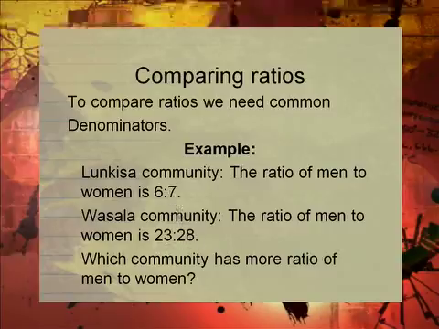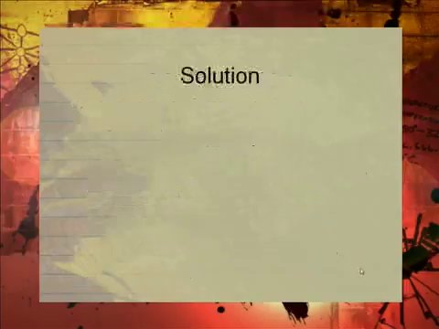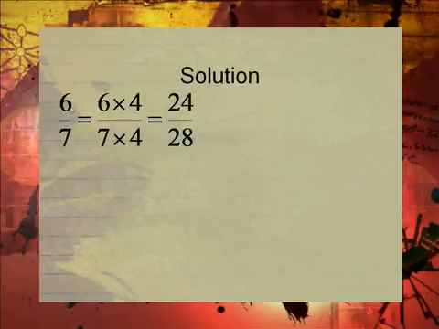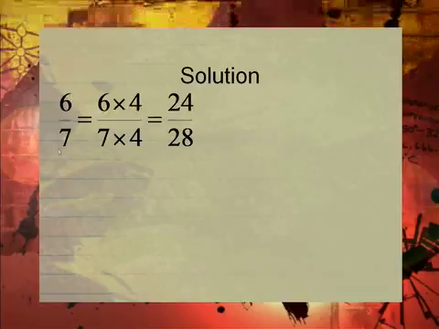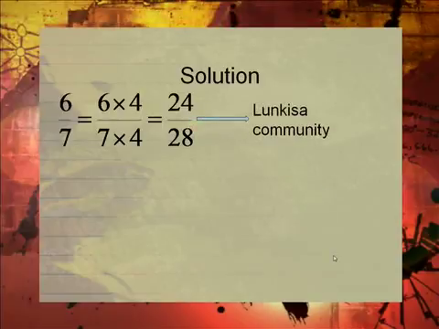No, we make these denominators the same. Let's have a look. When we compare, guys, remember, I've got my 6:7 from Lungisa community. So I multiply this by 4, knowing that 7, if I multiply it by 4, will turn into 28. Now, 6 times 4 is 24. I've got the common denominator there. This, remember, is Lungisa community.